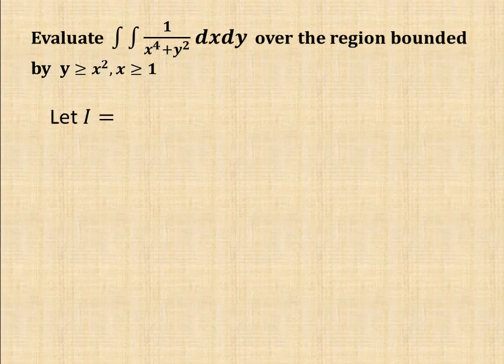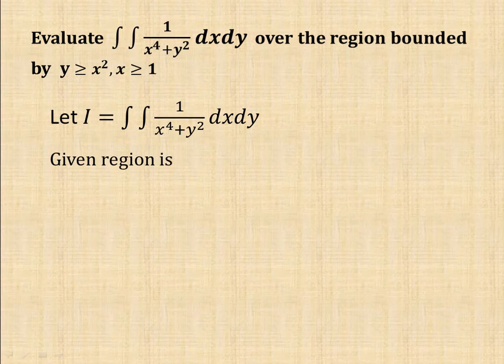First, assume the given example as I equal to double integral of 1 by x raised to 4 plus y square dx dy. Now, our first aim is to find the limits of the integral because limits are not given. But we have the region over which we need to evaluate the integral. I will try to draw the region first. What is your given region? Given region is y is greater than or equal to x square and x is greater than or equal to 1. We will draw the region first.